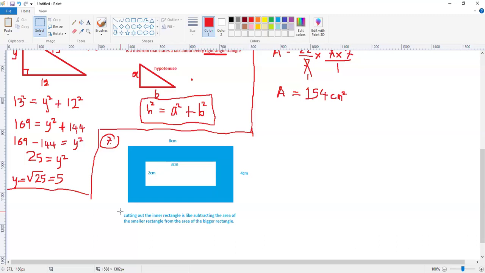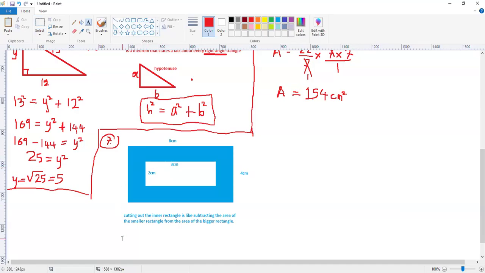Can you see why? What can you see as the explanation behind it? All I now need to do is to find the area of the bigger rectangle and subtract the area of the smaller rectangle from it. Does that make sense? Okay. So that's simply what we're going to do. This question is usually a simple question.